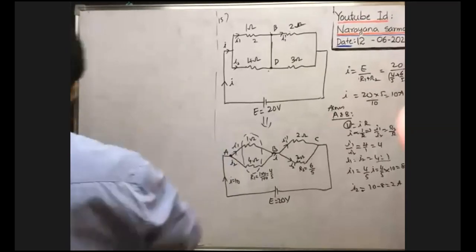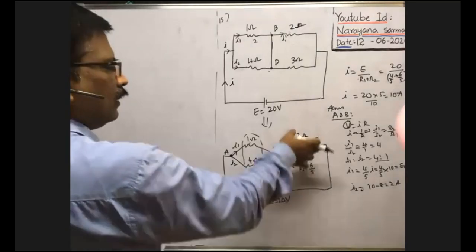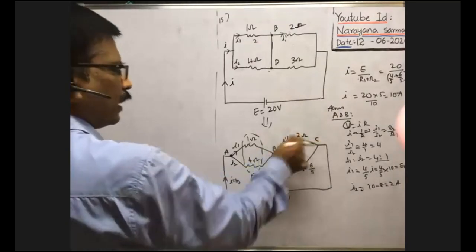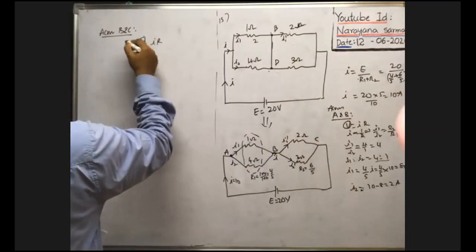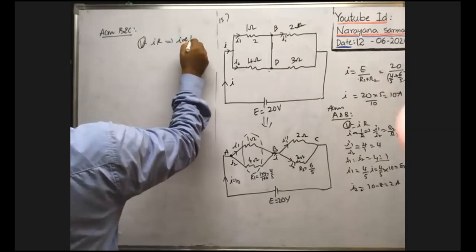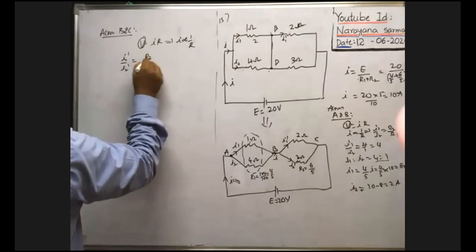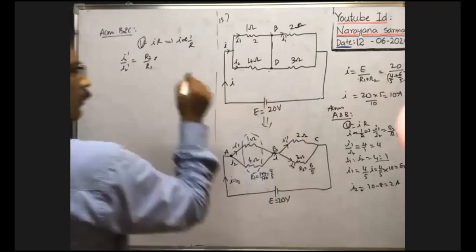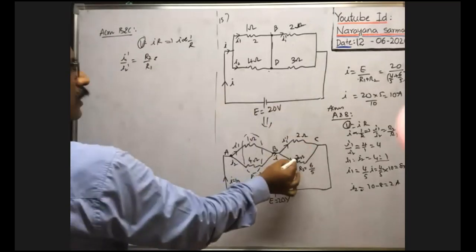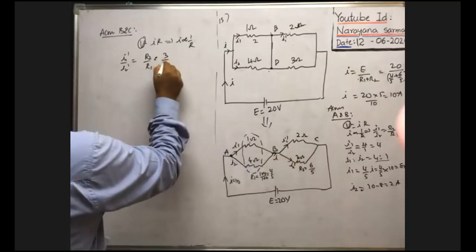Now here I1 dash we have to find for B and C, across B and C. Here also, as these two resistances are in parallel, the potential difference across those two resistances is the same. That's why I is inversely proportional to R. Therefore, I1 dash by I2 dash is equal to R2 by R1. Here also, R2 means this one, R1 means this one, this resistance, 3 ohm by 2. Therefore I1 dash is to I2 dash is equal to 3 is to 2.